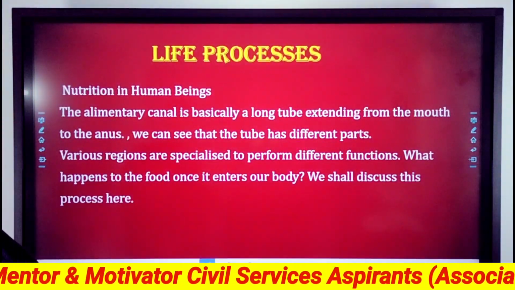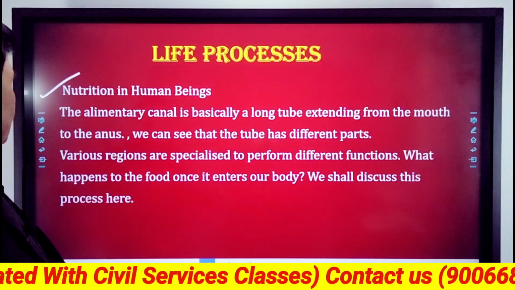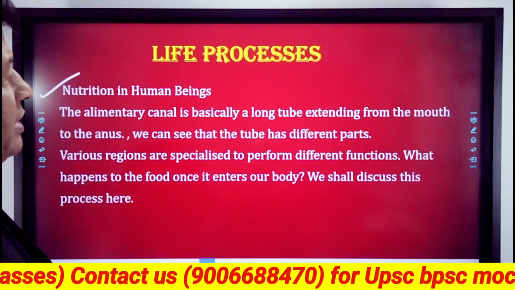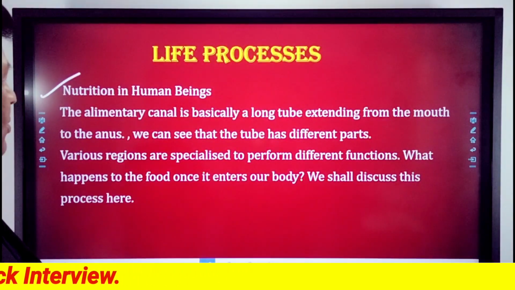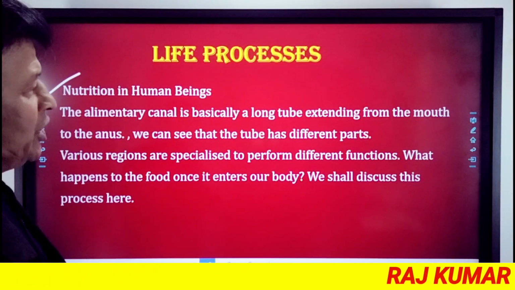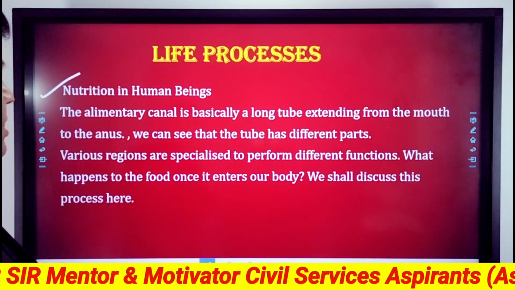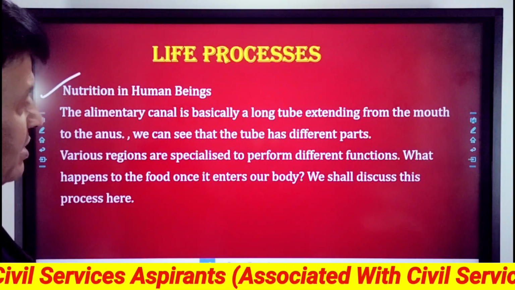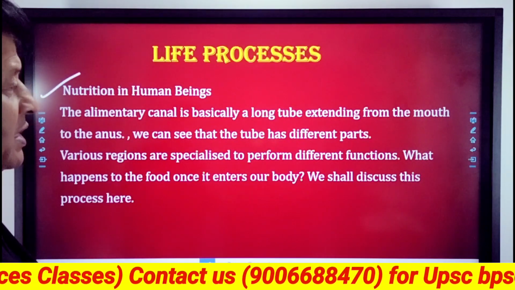Now come to the nutrition in human beings. The alimentary canal is basically a long tube extending from the mouth to the anus. We can see that the tube has different parts. Various regions are specialized to perform different functions. What happens to the food once it enters our body? We shall discuss this here.